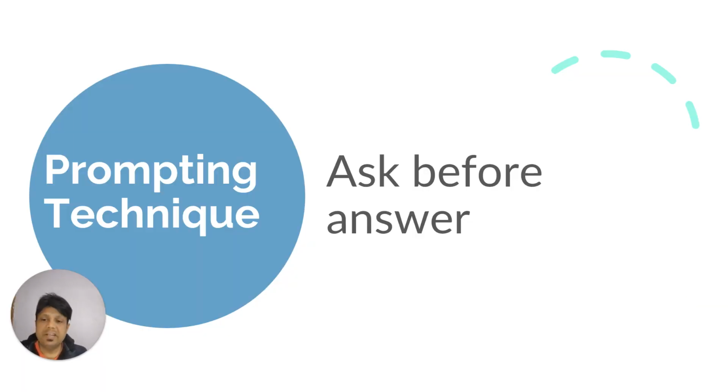So how can we prevent hallucination? There is one prompting technique called ask before answer. In this technique, you will basically ask ChatGPT whether it has understood the question or not, whether it has any further questions, or whether it has assumed anything before answering. So it will cross-check its understanding and then only it will generate the answer.